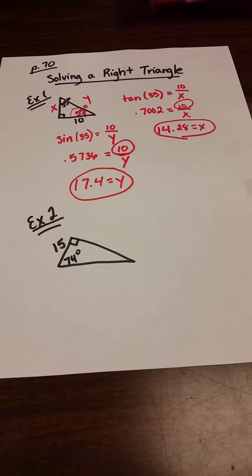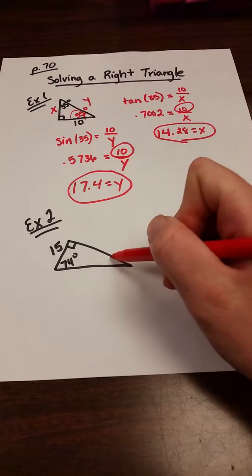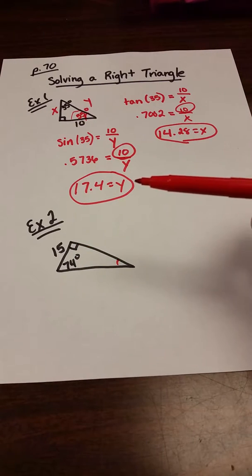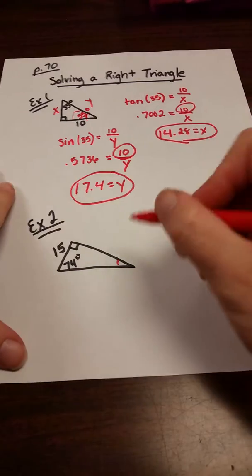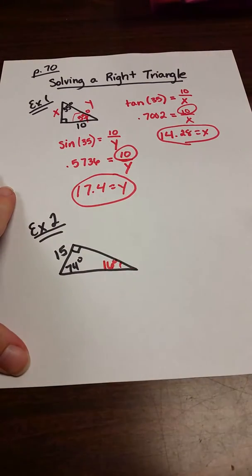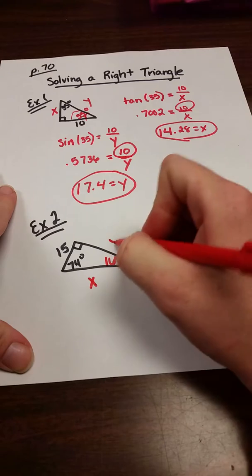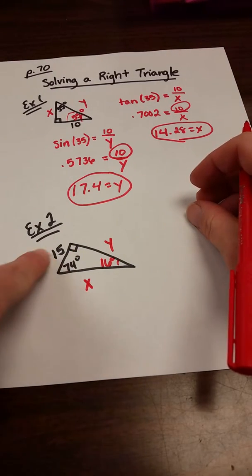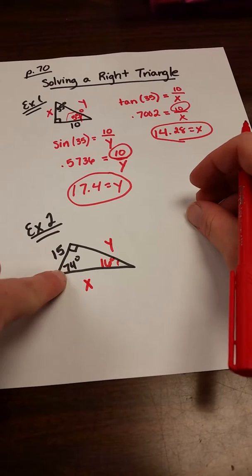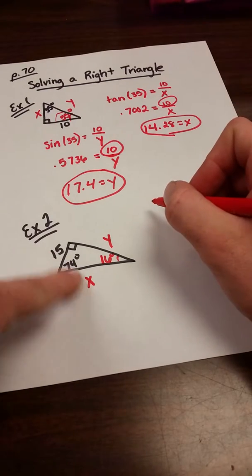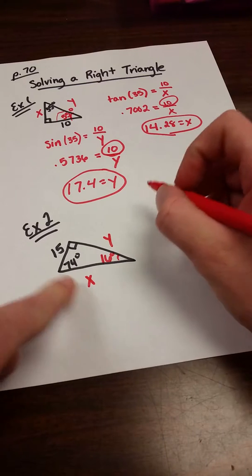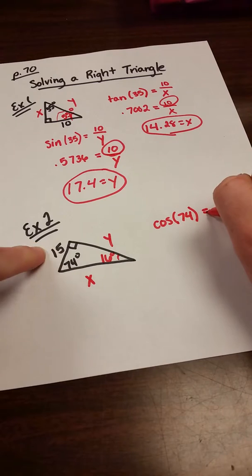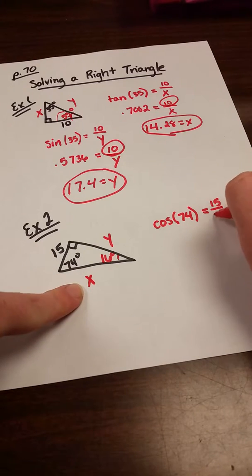All right, your first job is to find this angle right here. So if you know this is 90 and that's 74, add those up and subtract from 180, which means this angle has to be 16 degrees. That means you're trying to find x and y for your sides. X is the hypotenuse. 15 is adjacent to 74. So I'm going to do hypotenuse and adjacent. A and H is cosine. So cosine of 74 equals adjacent 15 over x hypotenuse.